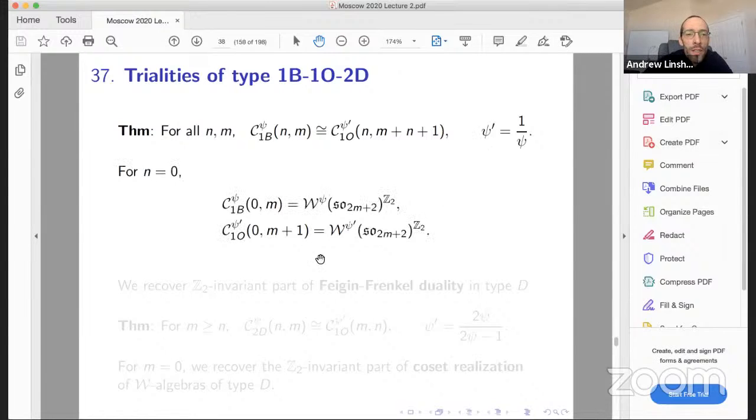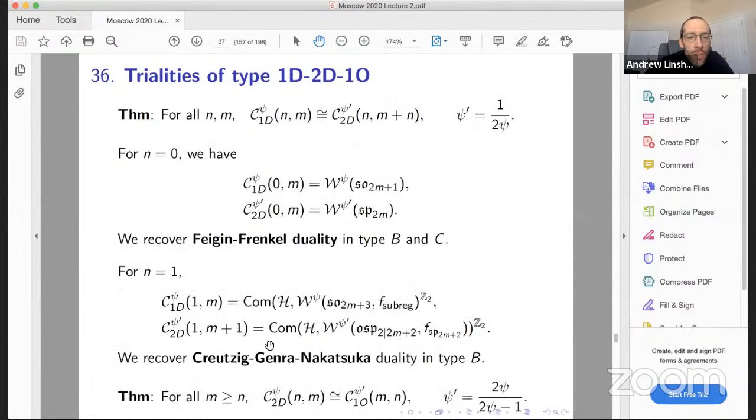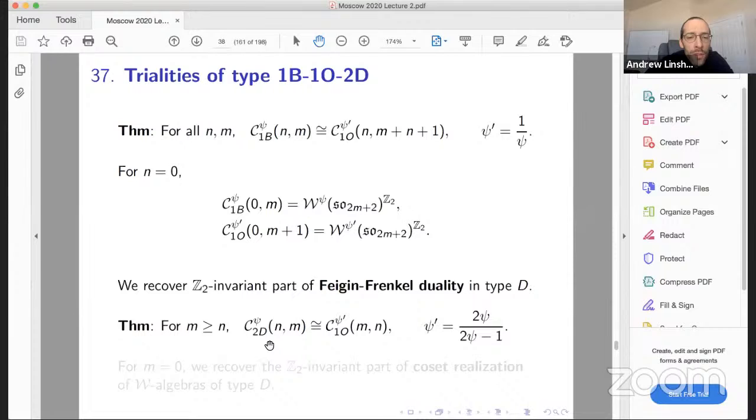And if you specialize to n equals 0, then you get the Z2 invariant part of Feigin-Frenkel duality in type D. And if I take m greater or equal to n, then this, did I get this right? Just make sure. Yes, because I've switched the relationship between m and n here. So a C xi 2D nm is isomorphic to a C xi prime 1O mn.